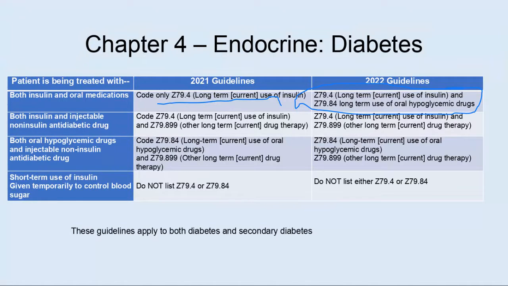The changes for the other ones, for insulin and injectable non-insulin anti-diabetic drug, those guidelines haven't changed. Oral hypoglycemic and injectable non-insulin, those guidelines haven't changed. And short-term use of insulin given temporarily, those guidelines haven't changed. So the only one that's changed is the one on top. And these guidelines apply to diabetes and also secondary diabetes. So this is a significant change.